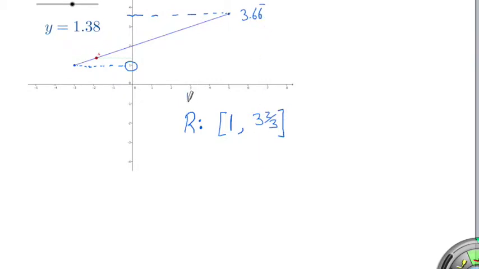Alright, so remember the domain of this thing was how far to the left? It was -3. How far to the right? It was +5. So far for that line graph, the domain and range are now fixed.